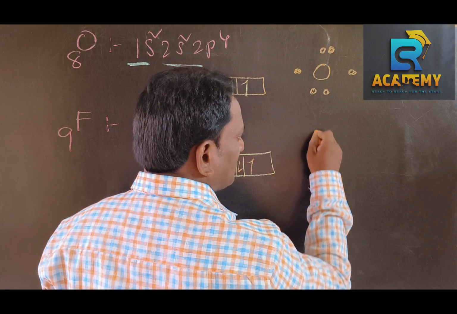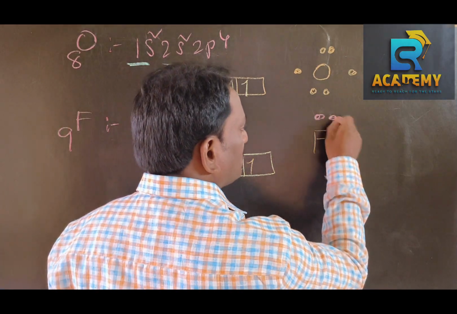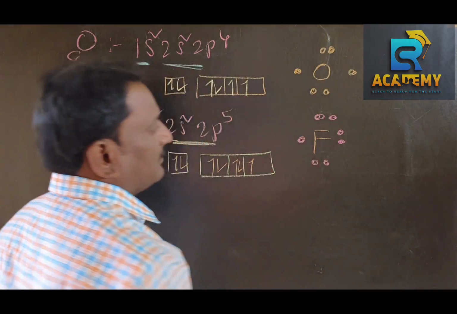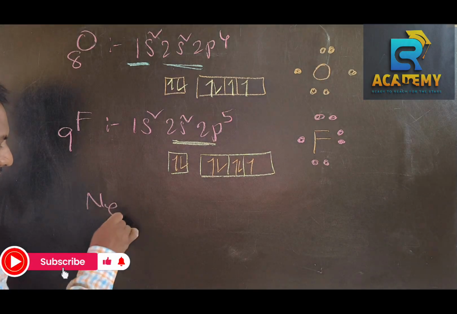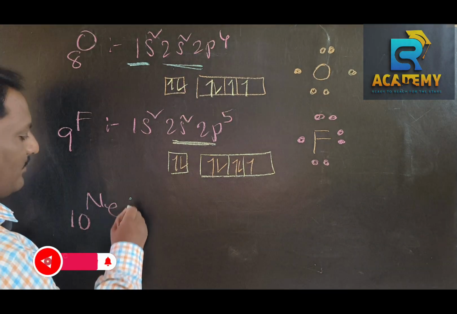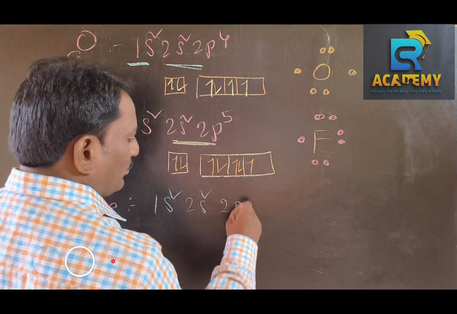So the fluorine Lewis dot structure will be 3 pairs of electrons, 1 unpaired. Next one, neon. Atomic number 10. Electronic configuration will be 1s2, 2s2, 2p6.